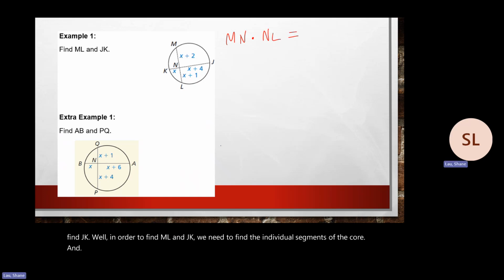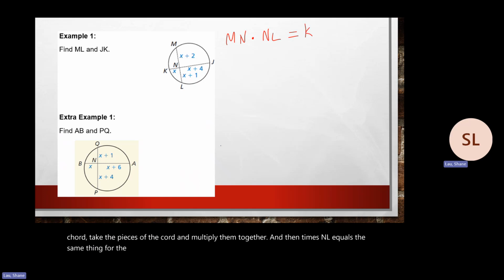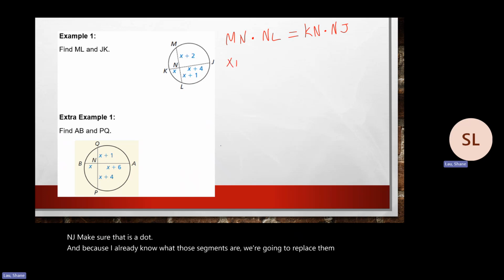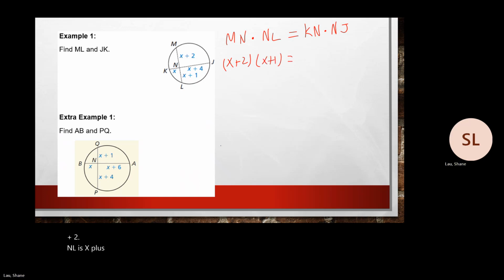And that's going to be multiplying each other, right? Because we take the same chord, take the pieces of the chord and multiply them together. MN times NL equals the same thing for the other chord, so KN times NJ. Because I already know what those segments are, we're going to replace them. MN is x plus 2. NL is x plus 1. KN is x. And NJ is x plus 4.